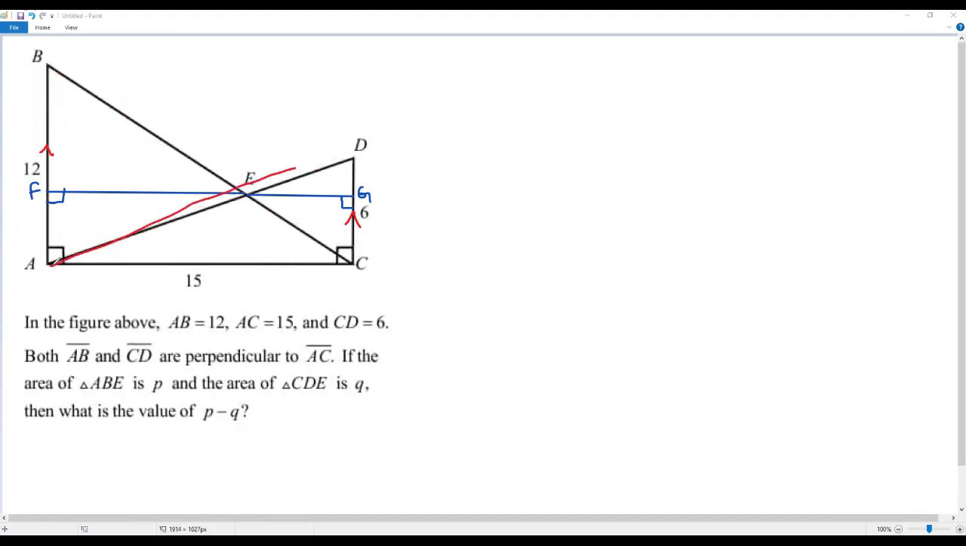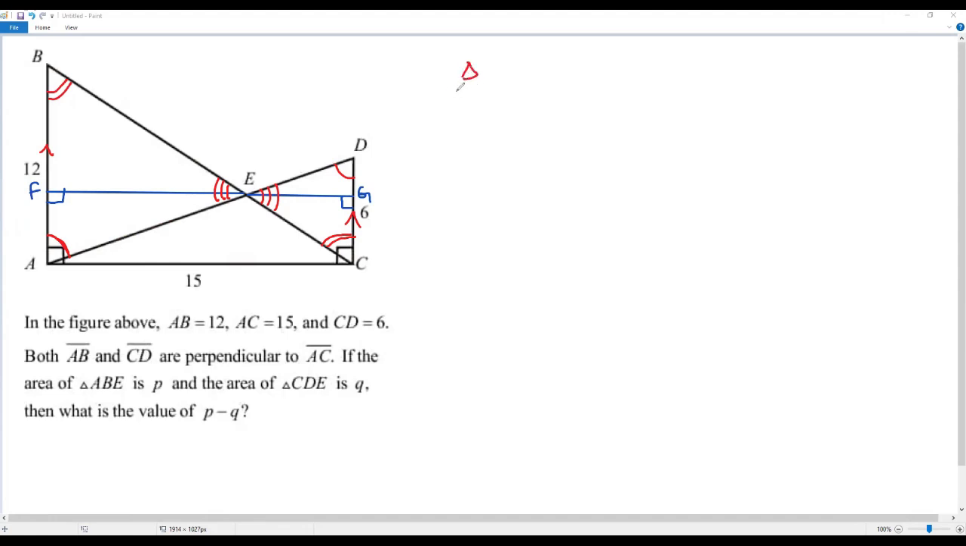When we consider AD as the transversal, the angle measure over here and the angle measure over here are equal, because they are alternate interior angles. The same thing, the angle measure over here and the angle measure over here are equal, because they are alternate interior angles. And also the angle measure over here and over here are equal, because they are vertically opposite angles. So the three angles of triangle ABE are congruent to the three angles of the other triangle CDE. In two triangles, if all three angles are congruent, then the two triangles are said to be similar.